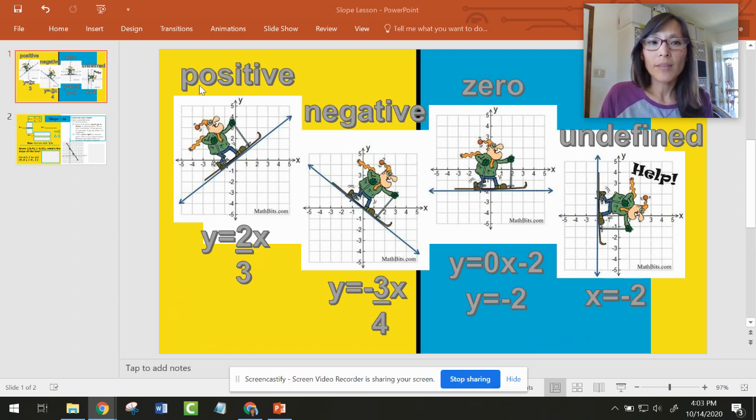So, one of the things that we like to use is the symbol of a skier on a slope. And so if the skier is going up, it's positive. If the skier is sliding down, it's negative. If the skier is going nowhere, like he just can't move, it's a zero slope. But if the skier is falling completely down, we don't know what's going to happen. So we say that that is undefined.